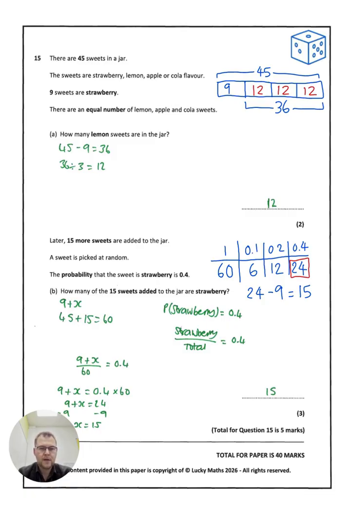So calling that 1 or 100%, 0.1 therefore, or 10%, will be 6 sweets in the jar. So therefore 20% or 0.2 is 12 sweets, and 0.4 or 40% means there are 24 strawberry sweets now in the jar. And if we take away the 9 we started with, that leaves you with 15 as the final answer there.